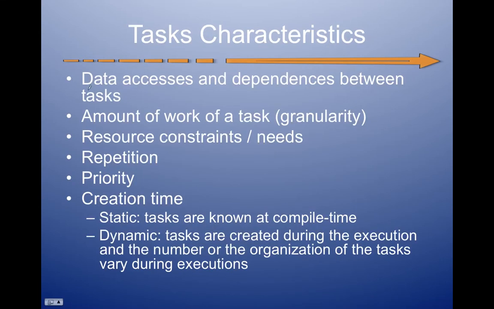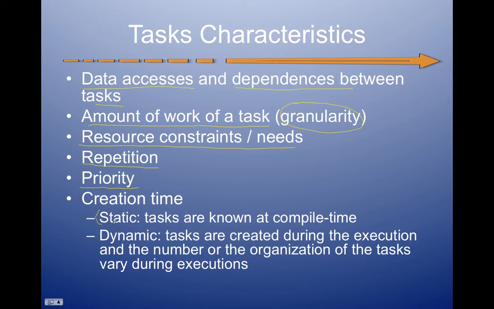So the task characteristics. First one is how the task accesses data. The dependencies between the tasks. So does a task have to wait for another one before it can start? The amount of work of a task, that is called its granularity. Does a task need some resources to execute? For instance, if it's a task that executes on an accelerator, you will need the accelerator to be free. Is a task repeated many times? Does a task have a priority of execution?